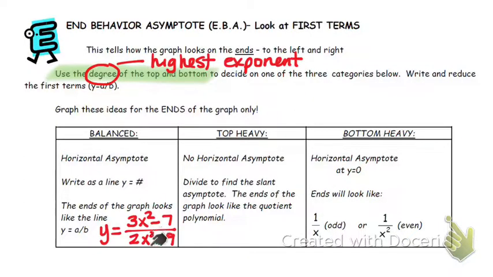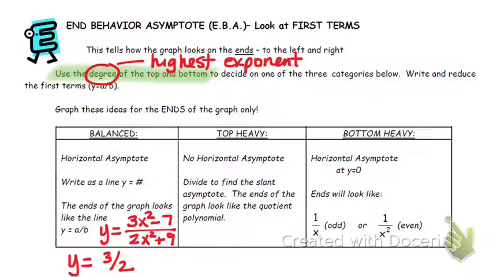And when it's balanced, you divide the leading coefficients. What's the leading coefficient in the numerator? 3. And the leading coefficient in your denominator is 2. So for this example, you would have a horizontal asymptote, and I'll write it at the top because I know you can't see, y equals 3 over 2. That's just for this example. So if it's balanced, you divide the leading coefficients.